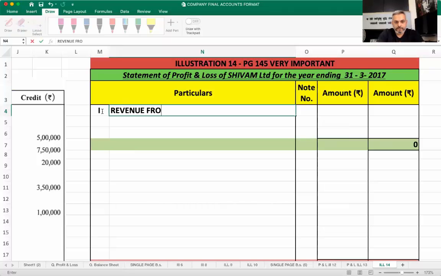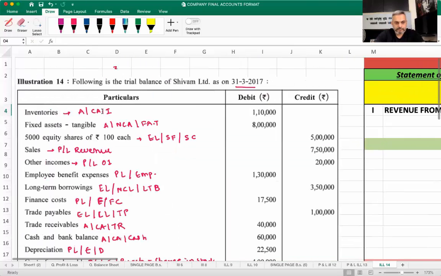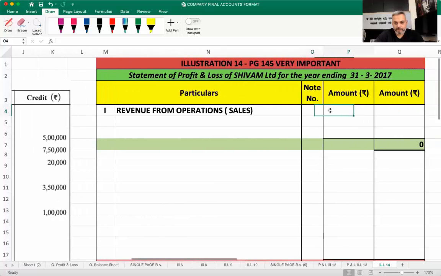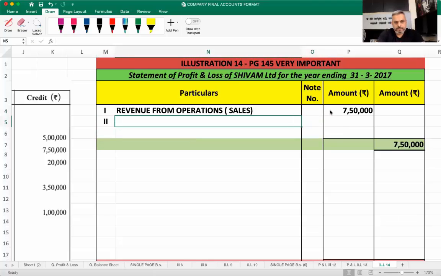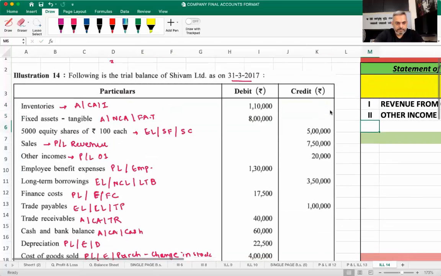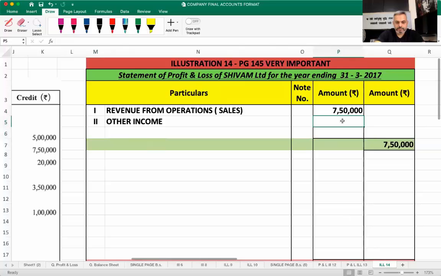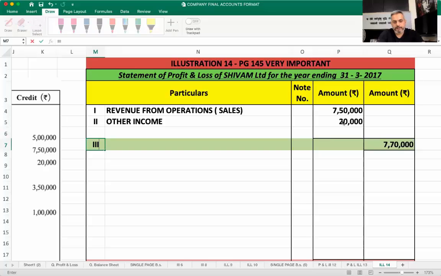Revenue from operations, sales. So 7,50,000. Other income, directly given 20,000. So 7,70,000. What is the total revenue? Next.